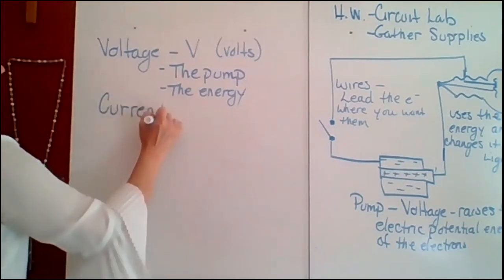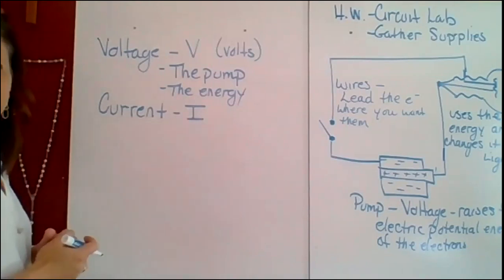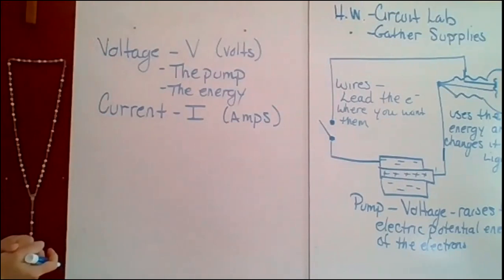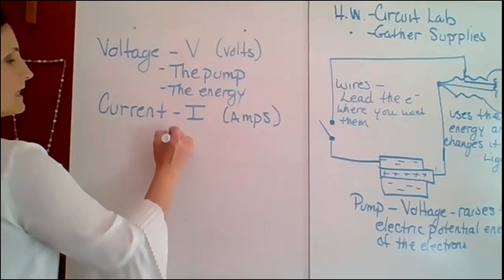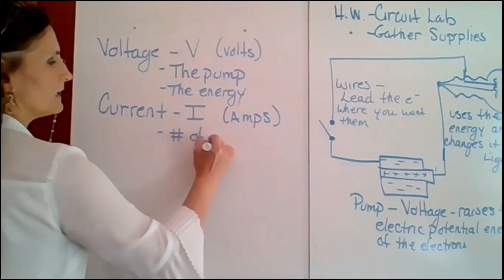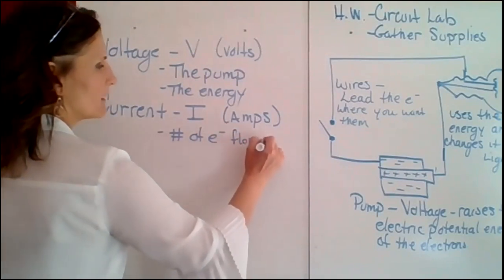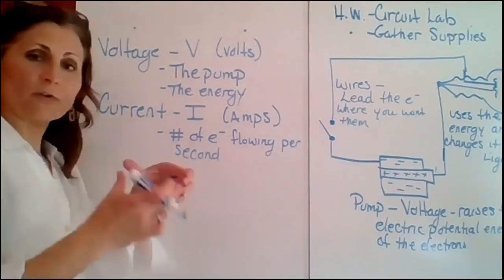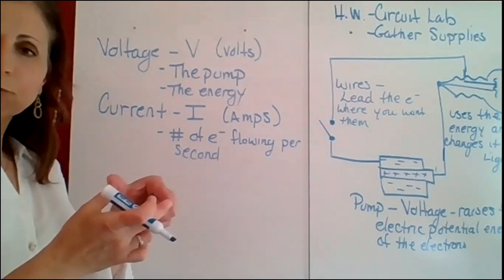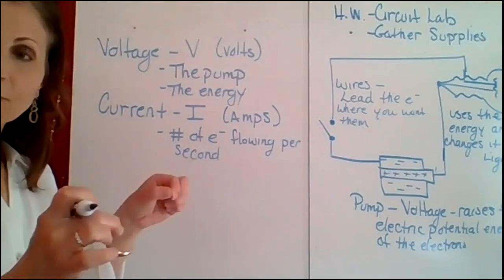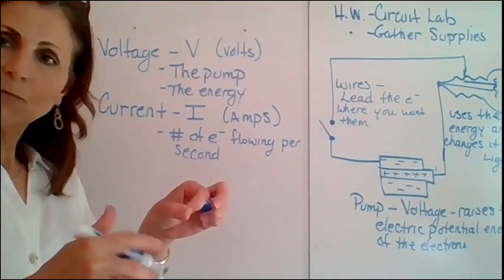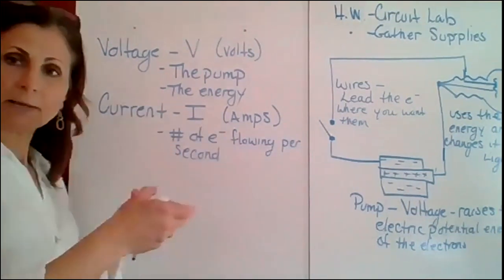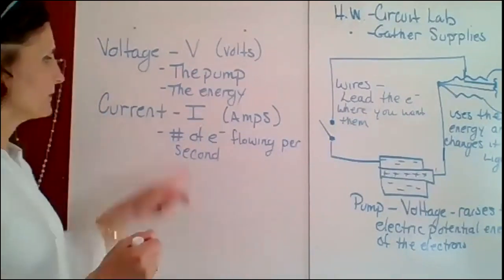Current is a capital I, and it is measured in units of amps. Okay, capital I measured in units of amps. It is the number of electrons flowing per second. And that also depends on the cross-sectional area of the wires. With your Christmas lights, you'll notice the copper wire is very, very thin, but there's a lot of them. House wire, very, very thick. So the amount of current that can flow through is no different than the pipes. If you need more water, you'd have a bigger pipe, right?